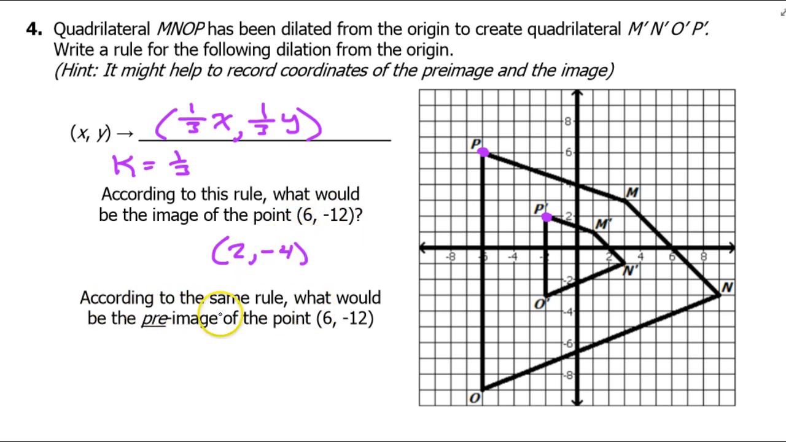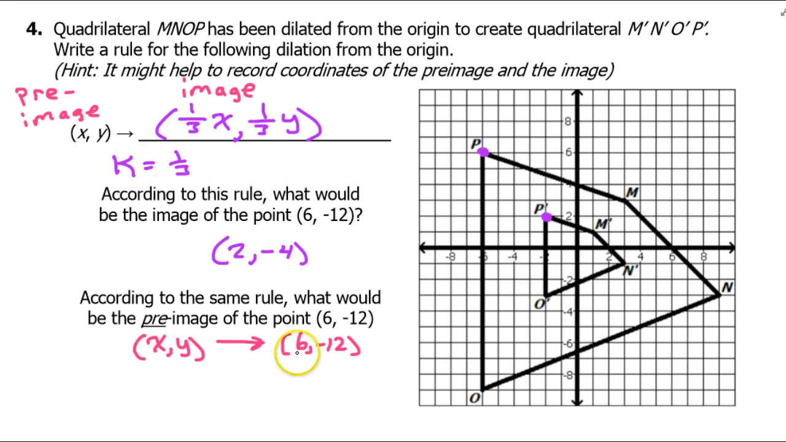Okay, according to the same rule, what would be the pre-image of this point? Well, the pre-image, I have to do the opposite and multiply by 3. Remember, looking at the rule, the x, y, that's the pre-image. The image is 1/3 x, 1/3 y. So we are being asked to find x, y, and we're being told that the image is 6, -12. So comparing these two, see how the 6 is in the same spot as 1/3 x? That means the 1/3 x must equal 6. See how the -12 is in the same position as 1/3 y? That means 1/3 y equals -12.